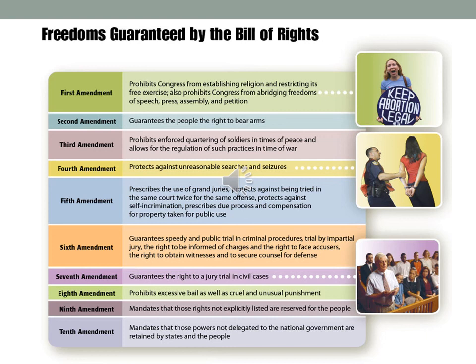Fifth Amendment: grand juries, double jeopardy, self-incrimination, pleading the fifth. And then Sixth Amendment: speedy and public trials, impartial juries, the right to face your accuser, and the right to have a lawyer. Seventh Amendment guarantees the right to jury trial in civil cases. Eighth Amendment prohibits excessive bail and cruel and unusual punishment. Ninth Amendment mandates that those rights not explicitly listed in the Constitution are reserved to the people. And Tenth Amendment mandates that those powers not delegated to the national government are retained by the states and the people.